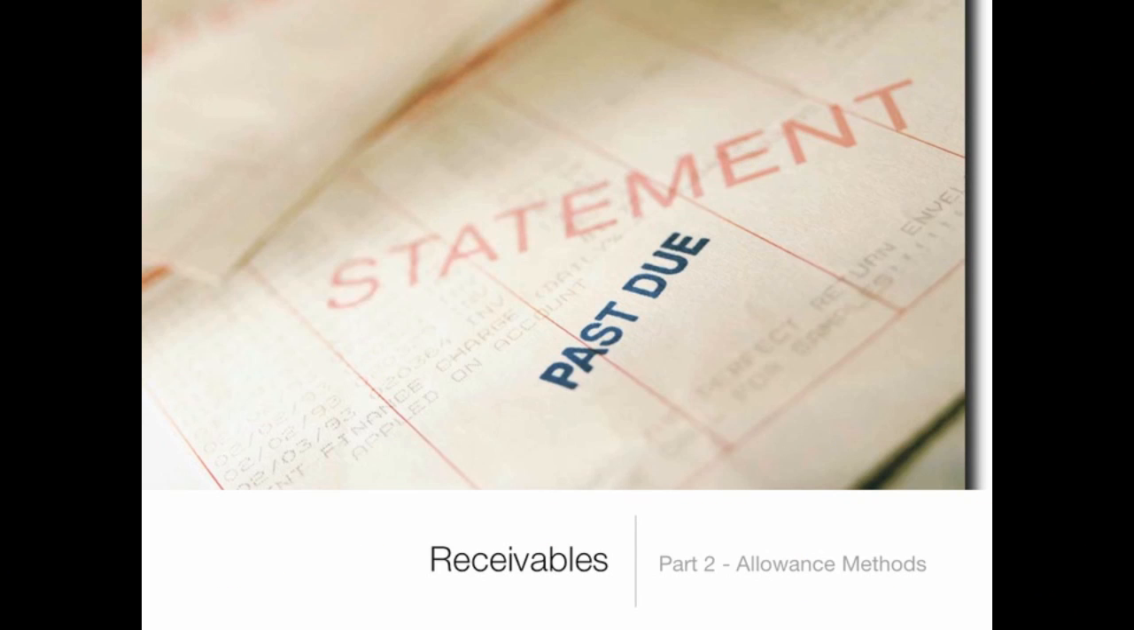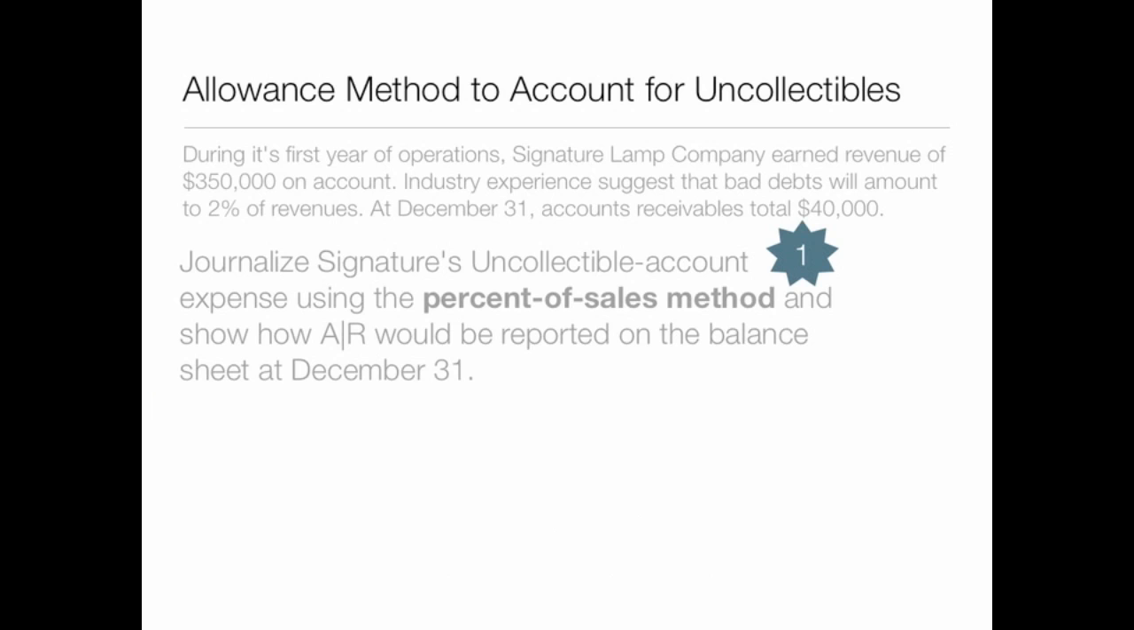This is part 2 in our Receivables and Accounting for Uncollectibles series, and in this part we're going to be discussing the allowance methods for accounting for uncollectible accounts. There are two methods under the allowance method, and the first one is called the percent of sales method. So we're going to be looking at an example here to get an idea of how to use this method.